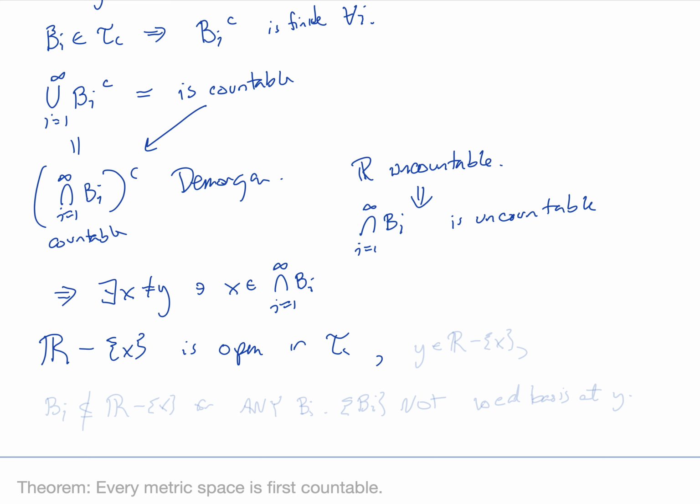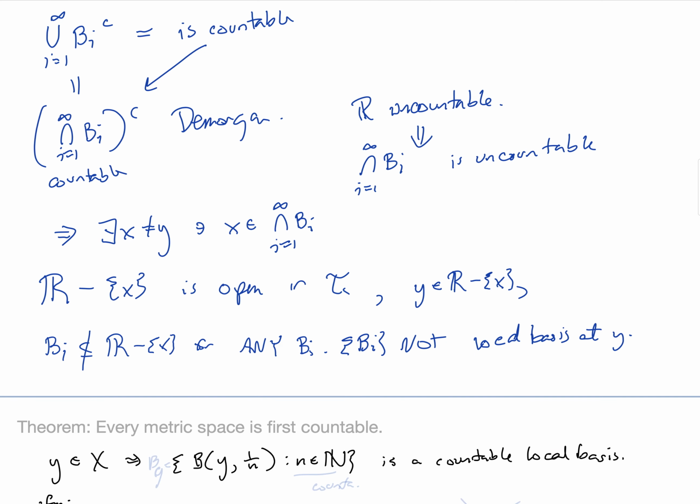And x was not equal to y, so y is an element of the set of all real numbers other than x. But x was in every single one of the basis elements. Because x was in every single one of the basis elements, that means that b sub i is not a subset of this open set R minus x for any b sub i. And that tells us that this collection b sub i is not a local basis at y.